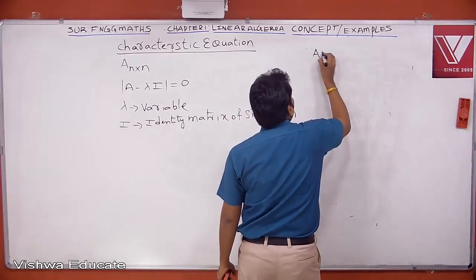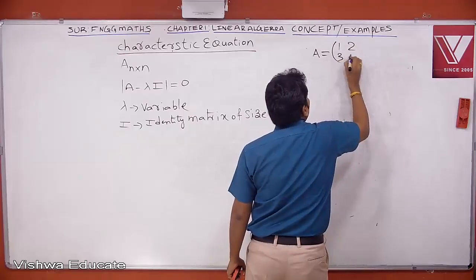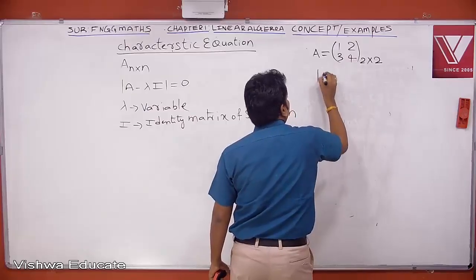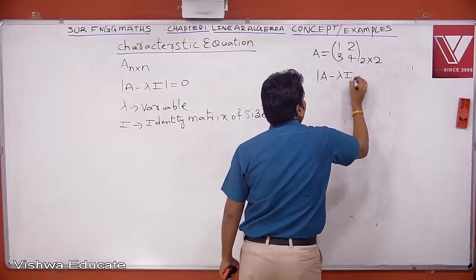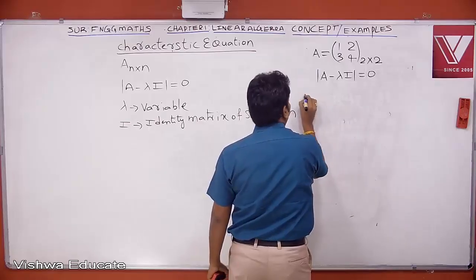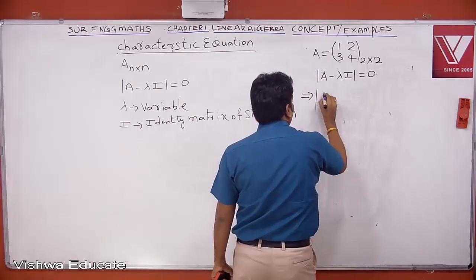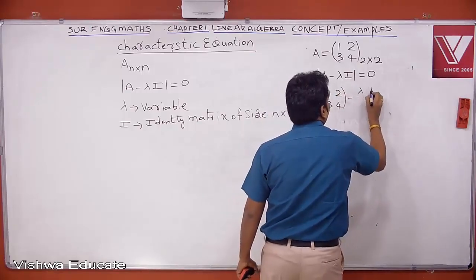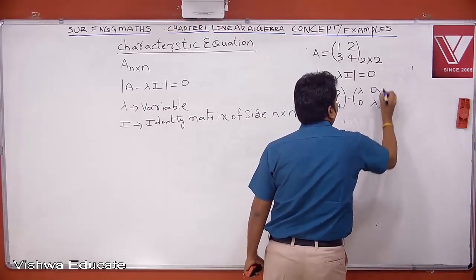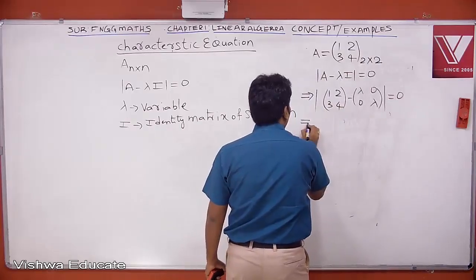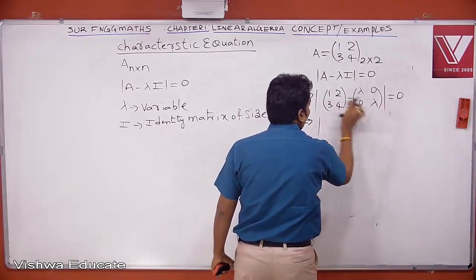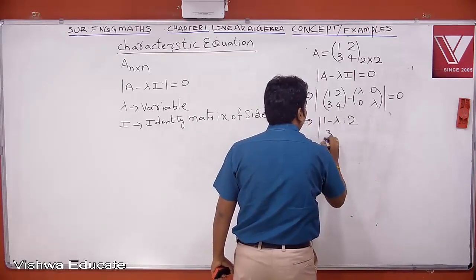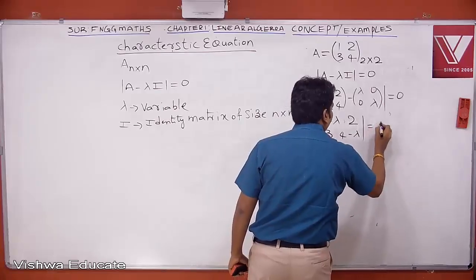Suppose I have a matrix A equal to 1, 2, 3, 4. Now this is a 2 by 2 matrix. So its characteristic equation is det of A minus lambda I equal to 0. This implies A is 1, 2, 3, 4 minus lambda I, which is lambda 0, 0 lambda, equal to 0. This implies subtract lambdas only from diagonal elements. So this is det of 1 minus lambda 2, 3, 4 minus lambda equal to 0.